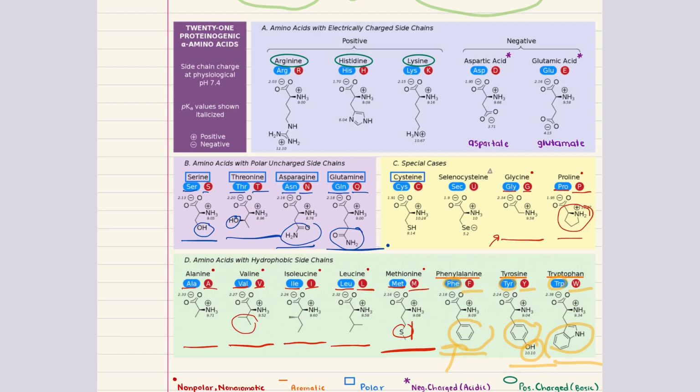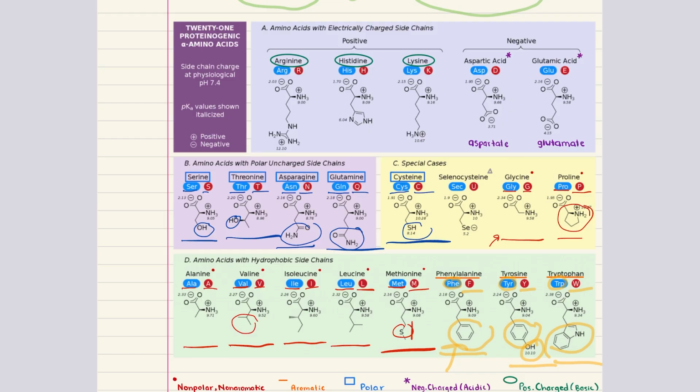We should also include here cysteine. Its three-letter abbreviation is CYS, and its one-letter code is C. Cysteine has a thiol group on its side chain, which makes it polar. The key feature of cysteine is that two cysteine residues can form a covalent disulfide bond, which helps stabilize the three-dimensional shape of a protein.